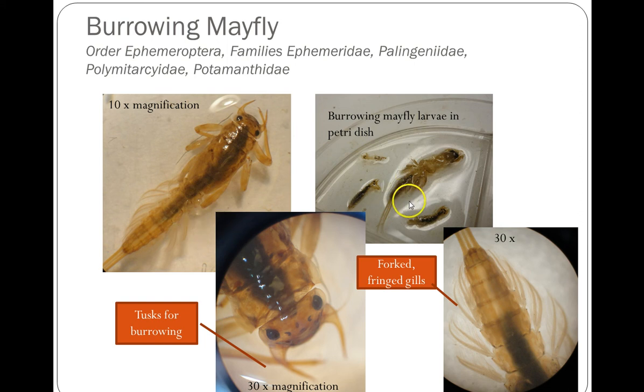Their gills are very large and very frilly, so that helps them create a current in the tunnel to bring water and food into it after they dig it. So, in a little bit closer view of the gills, you can see they're usually forked with fringed edges. So that is the burrowing mayfly.